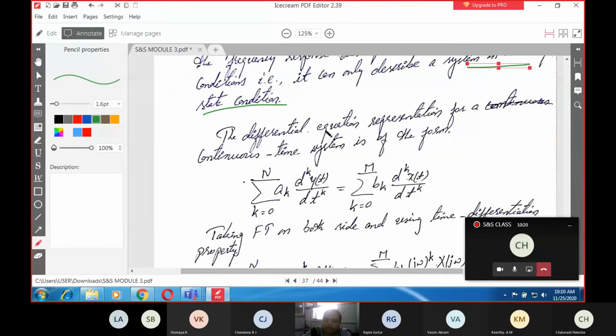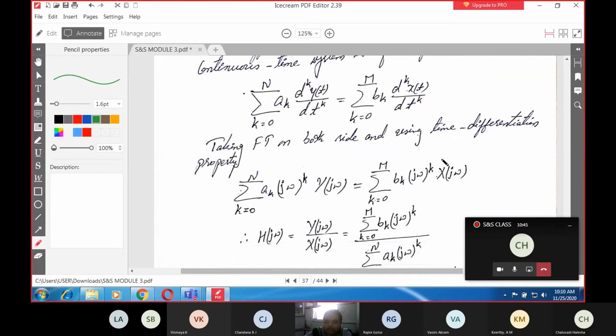Okay, then the differential equation representation for a continuous time system is taken as summation k equal to 0 to N, a_k d^k y(t) divided by dt^k, equal to summation k equal to 0 to M, b_k d^k x(t) divided by dt^k. Taking the Fourier transform on both sides, the change is only at this position, that is (j omega)^k Y(j omega) and (j omega)^k X(j omega).